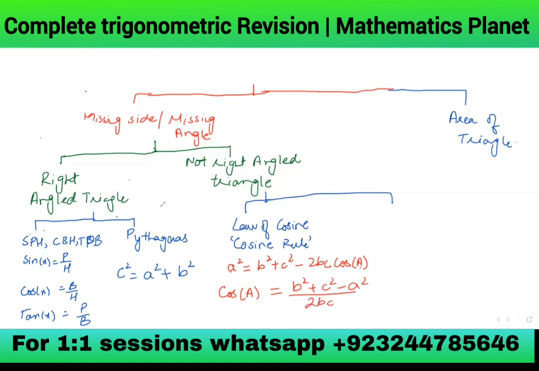The other rule is called the law of sines, or sine rule, and it can be written as a over sine A is equal to b over sine B, where small abc means sides and capital ABC means angles. This law can also be written as its reciprocal. Done. Now coming to the last one, that is the area of the triangle.